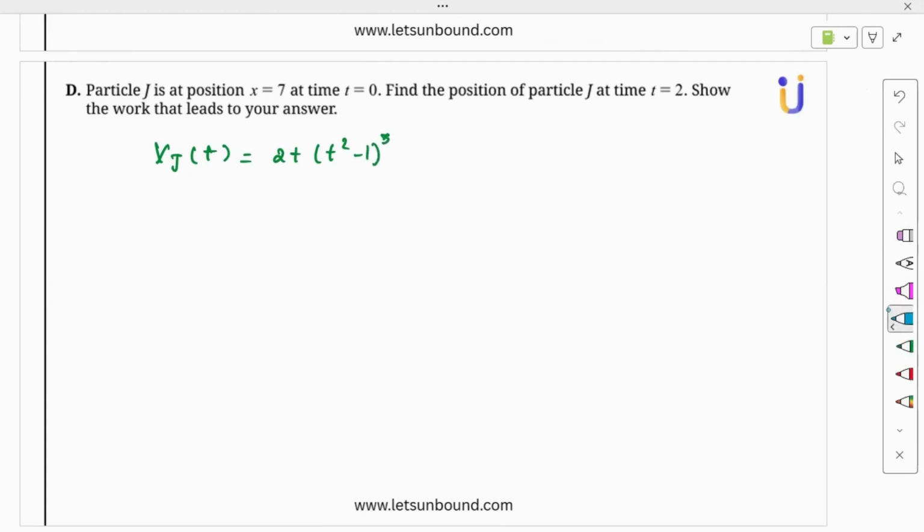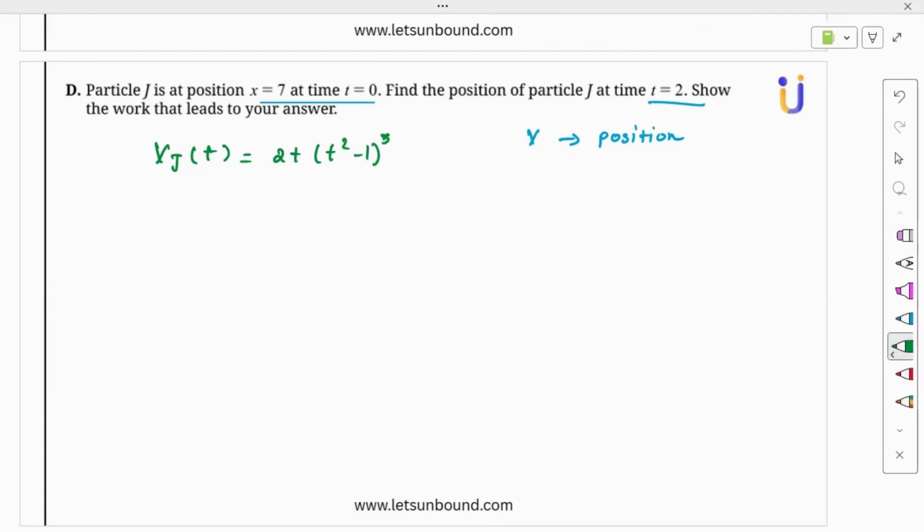From velocity, the question is all about finding the position function. So velocity to position is integrated, correct? I'm going to integrate on both sides, and it's a definite integral because time t equals 0 is given and t equals 2 is given.